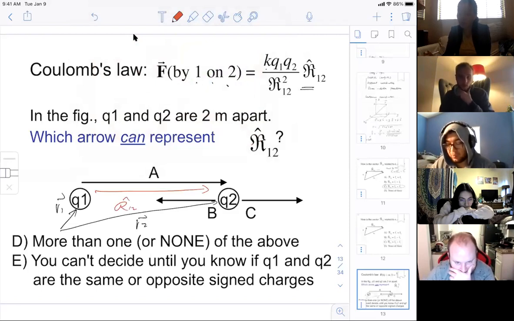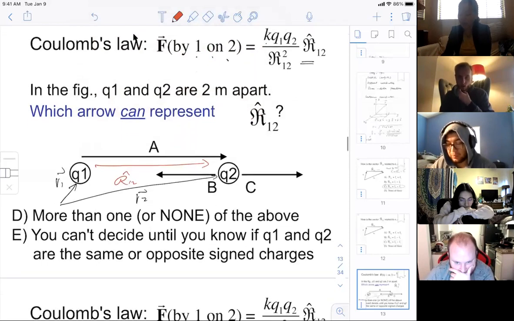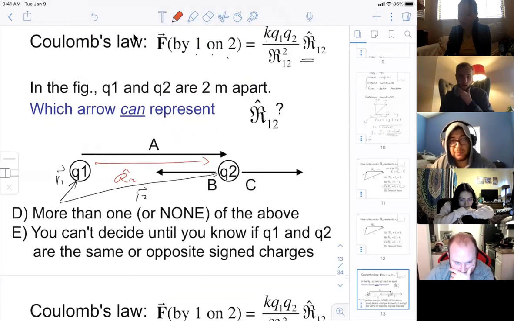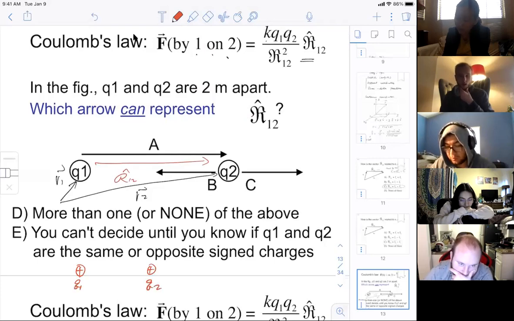So in the case that A and C are both correct, it somehow does not matter if the charges are both positive, or both negative, or maybe one of them positive and one negative. Let's just see if that works out. If I have a positive charge here and another positive charge here, Q1 and Q2, we would say the Coulomb's law by 1 on 2, in this case, is Q1 repelling Q2 or attracting Q2? Repel. So it's trying to push Q2 away, right? So the force must be this way. And I know that Q1, Q2 are both positive, R12 pointing to the right.